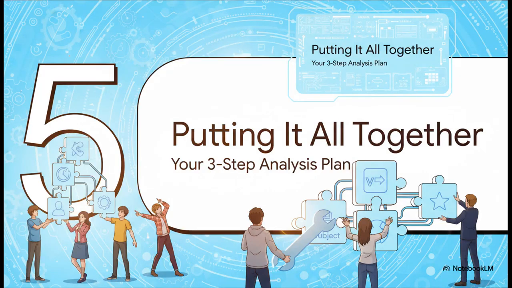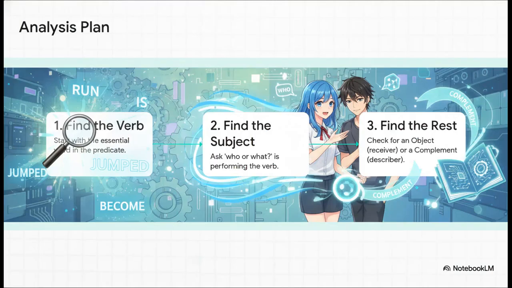So there we go. We've got all the puzzle pieces on the table. Subject, predicate, verb, object, and complement. Now let's put them all together into a simple, foolproof plan you can use every time. Here it is, your 3-step code-breaking guide. Number 1, always find the verb first. It's the heart of the sentence. Number 2, ask who or what is doing that verb. That'll give you the subject. And number 3, look right after the verb and see if there's an object receiving the action or a complement completing the thought. That's the core of it, right there.